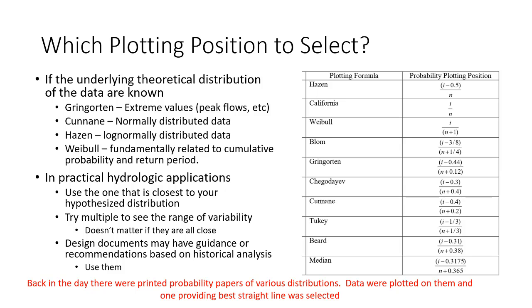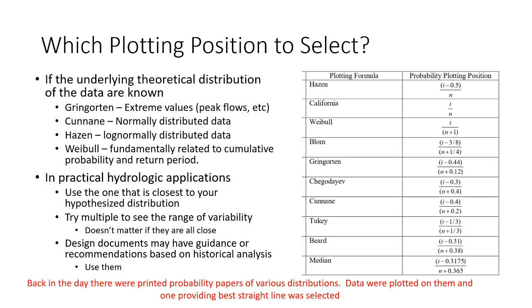If we know that we are modeling something at extremes like peak flows or low flows, the Gringorten plotting position formula tends to work well in that case. If you have log normally distributed data, the Hazen plotting position formula works well. There are also researchers who have recommended that the Weibull distribution is fundamentally related to cumulative probability and return period.